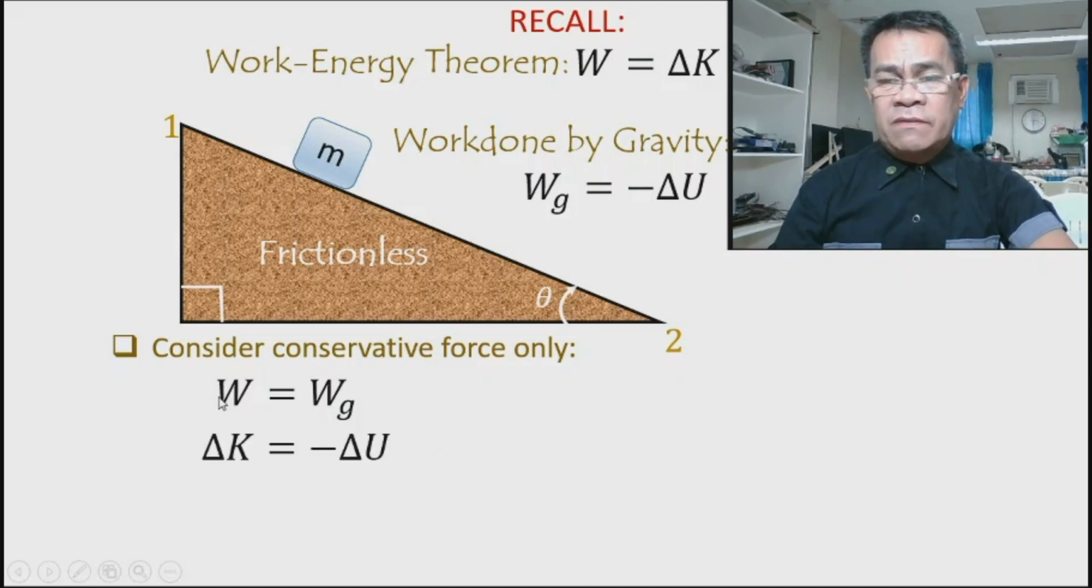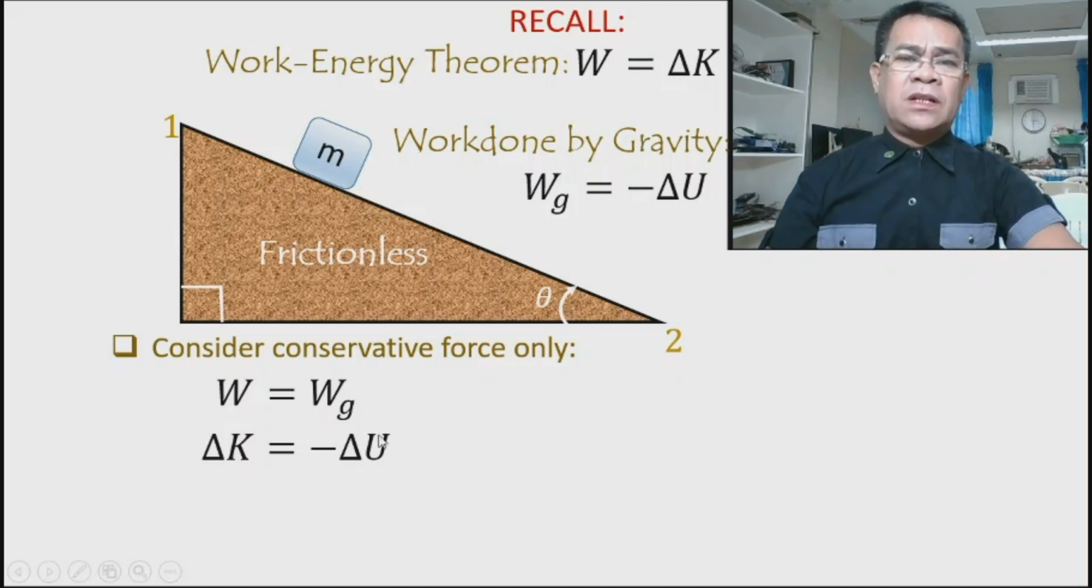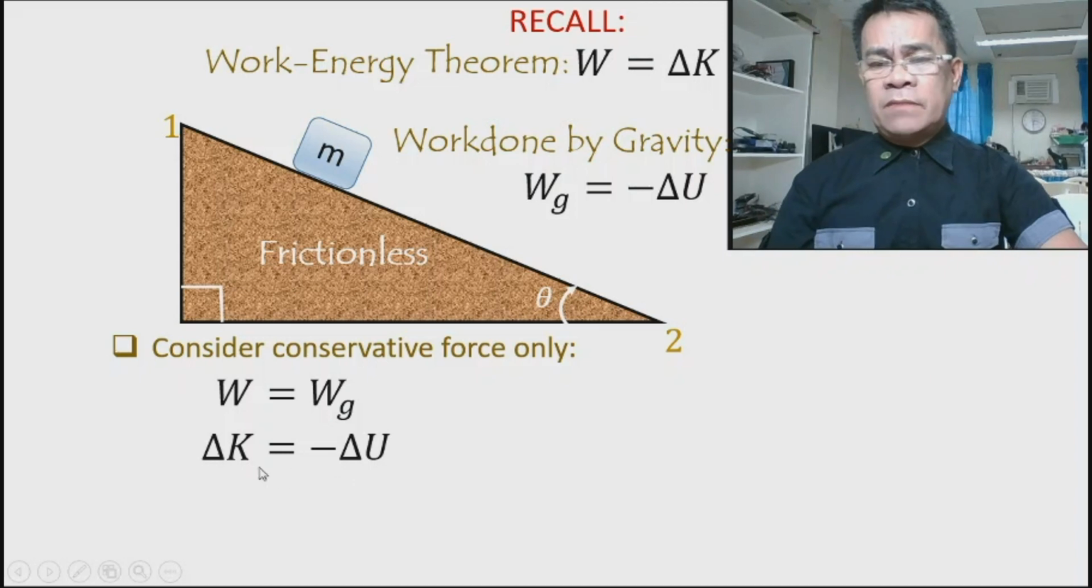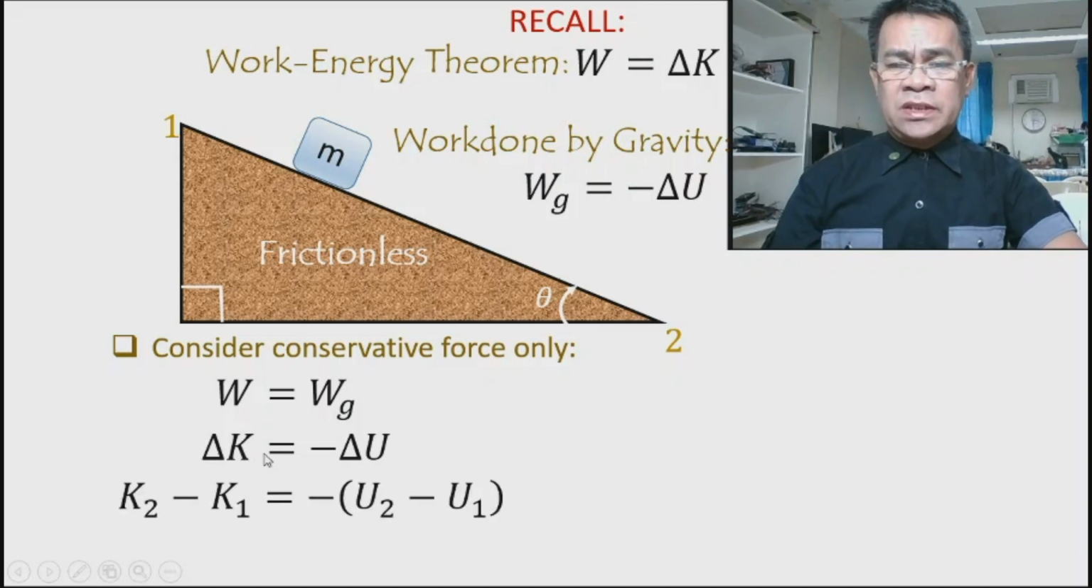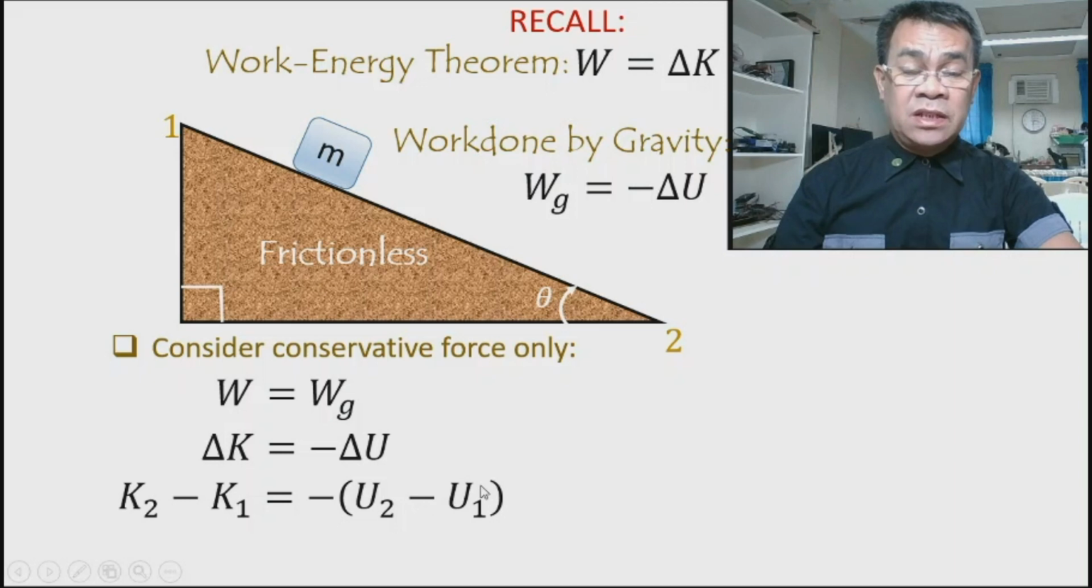So substituting the value of the work done by the system, which is the change in kinetic energy, and the work done by gravity, which is just the negative change in gravitational potential energy. But change, take note, is final minus initial. So we can replace that with the final kinetic energy minus the initial kinetic energy. And the change in gravitational potential energy is the final gravitational potential energy minus the initial.